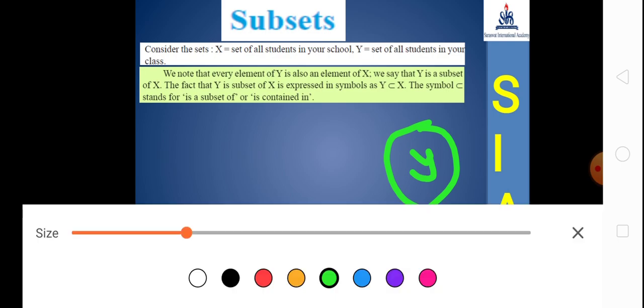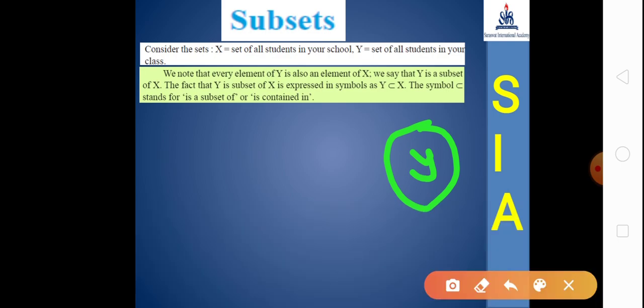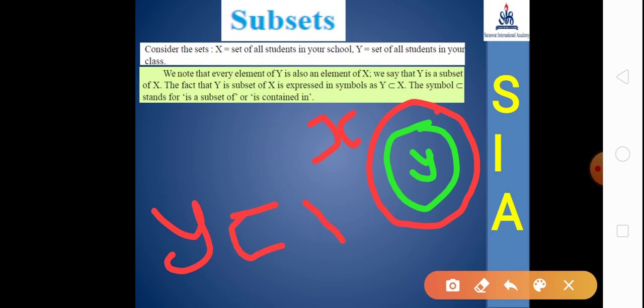Generally, if you draw this diagram, this is the set Y. Definitely this Y is present inside the whole set X. This is your whole set X. The outside is your set X. So every element of Y is present in X, so I write Y subset X. Again, repeat: Y subset X means every element of Y is present in X.